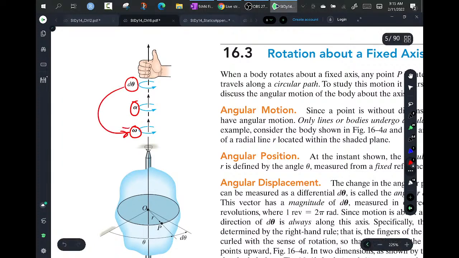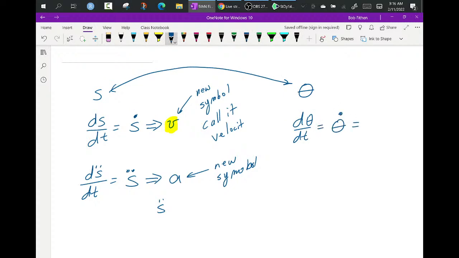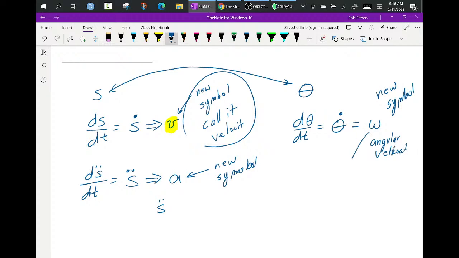Although this is the sequence, what he's done is he said, okay, now I have this. The corollary is, these are similar. Now, I can do this, but why don't I make a new symbol, just like I did over here, and it's called angular velocity, and it'll be in radians per second.